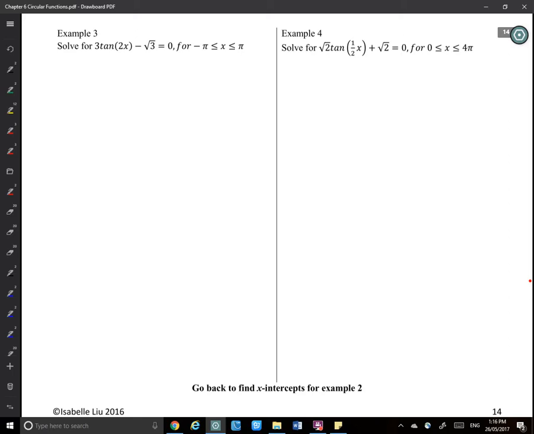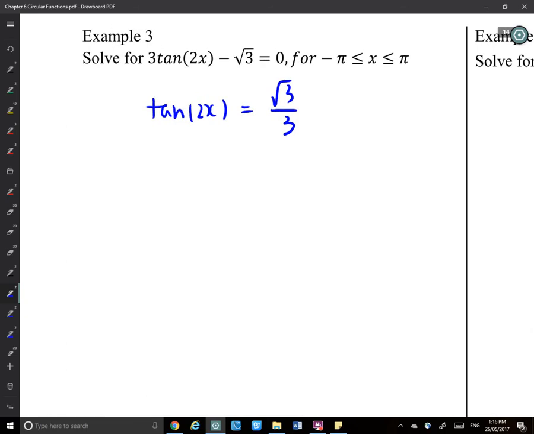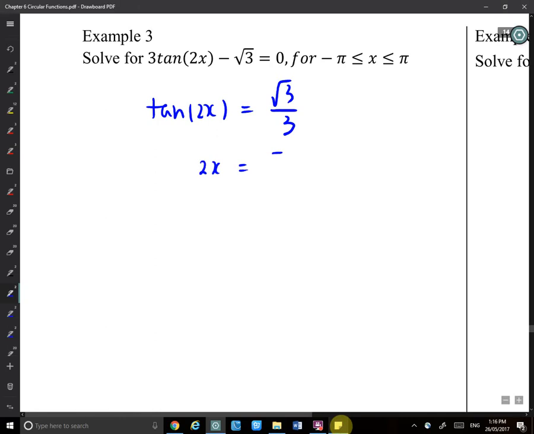So for 3 tangent 2x minus root 3 equals 0. Therefore, tangent 2x equals root 3 over 3. For tangent, there will be only one base angle. And you have root 3 over 3, which is positive. So tangent of what equals root 3 over 3? Pi over 6. So 2x must be pi over 6. You only have one solution, and x equals pi over 12.